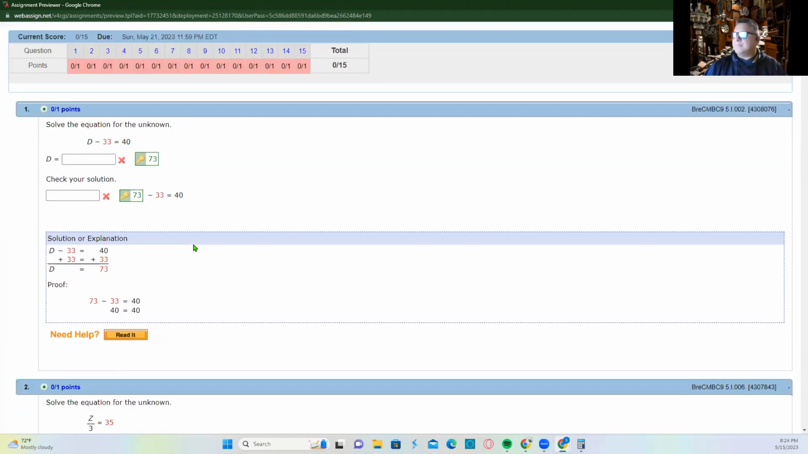So all that being said, let's look and see what they do here. D minus 33 is equal to 40. We're looking for the value of D. See how you want D by itself on one side of the equation? And they give you an explanation here. They're subtracting 33. So you add 33, because if you take 33 minus 33, you get 0. So it just kind of disappears out of that side of the equation. You do the same thing here, add 33 here, because what we're dealing with here is subtraction.